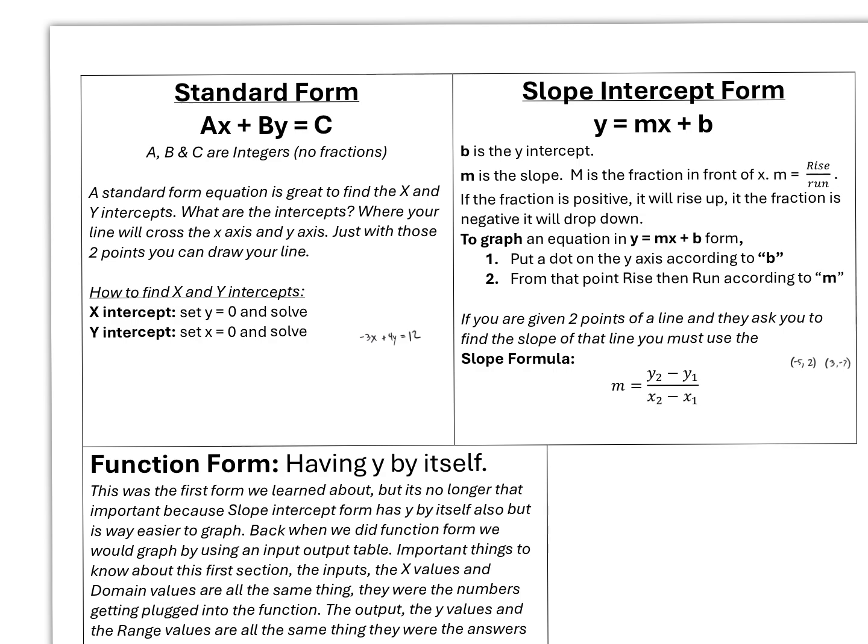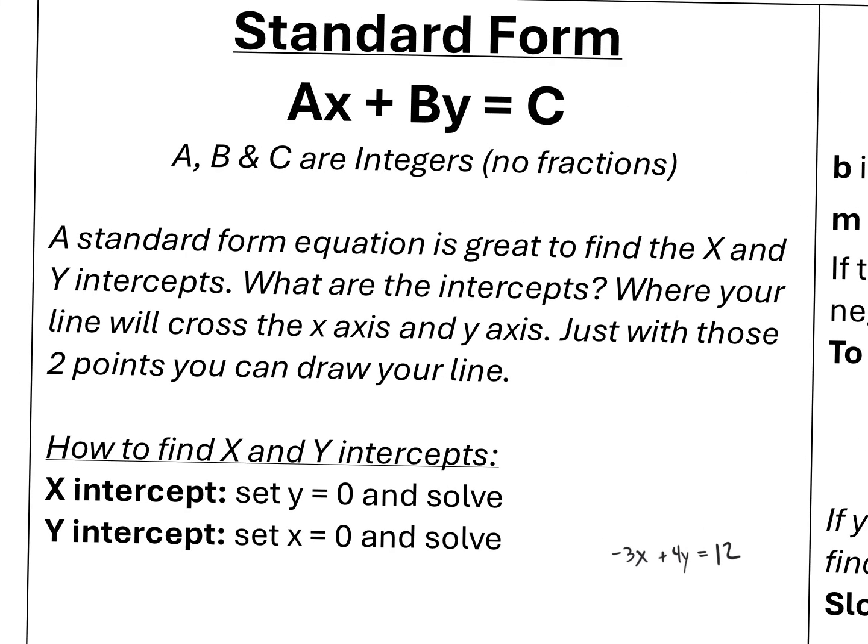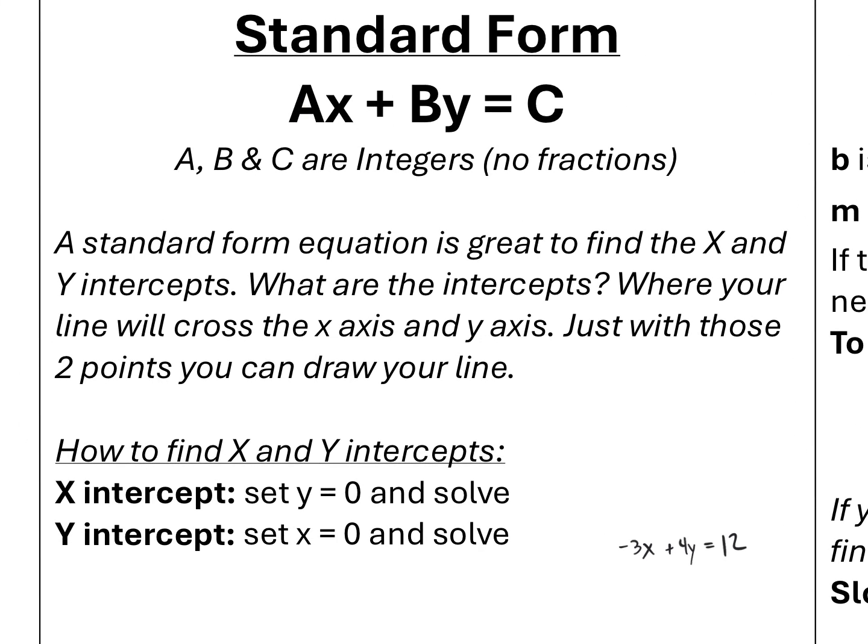So let's go back to standard form. What the heck is standard form? Again, ax plus by equals c. A, b, and c are just integers. They're numbers. They could be positive or negative. No fractions, no decimals, right? So if you do have x's and y's on the left side and the number by itself on the right side, no fractions, no decimals, it's really easy to find the x and y intercepts, okay?